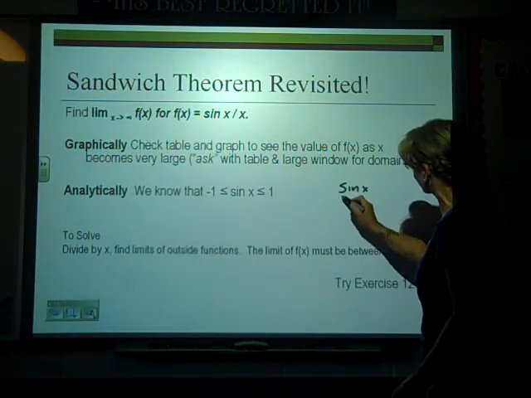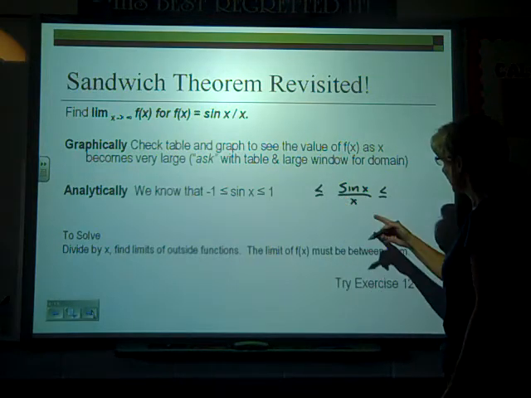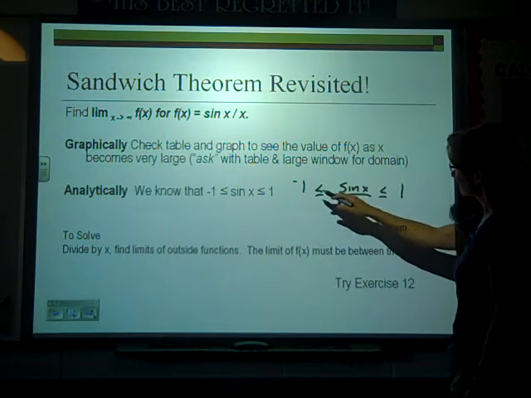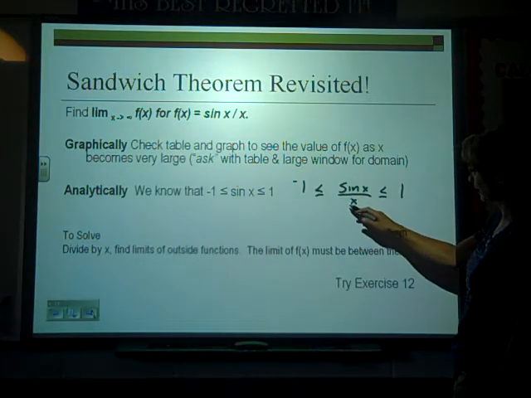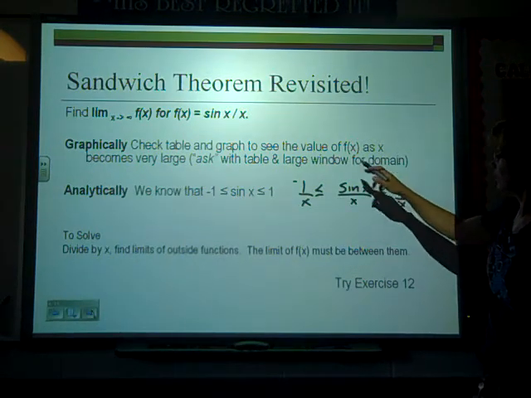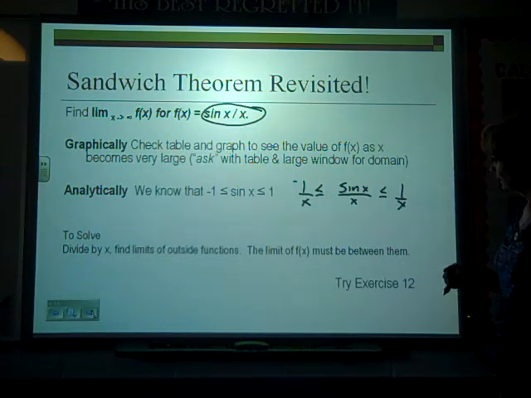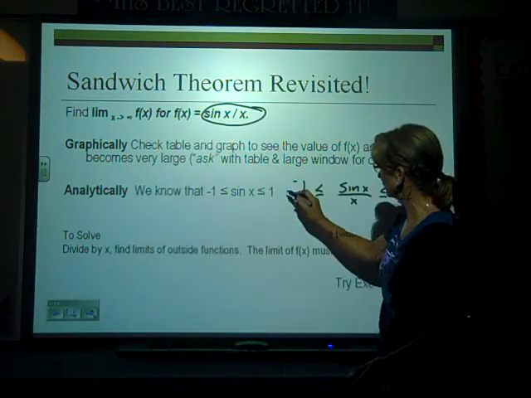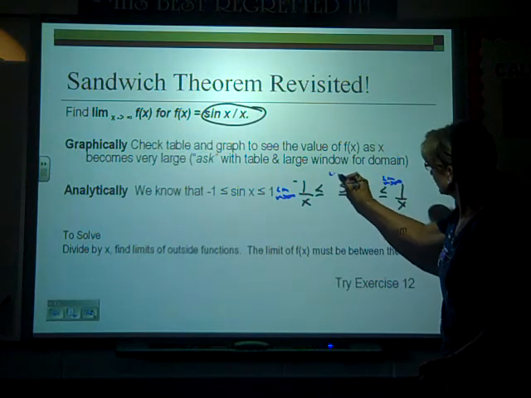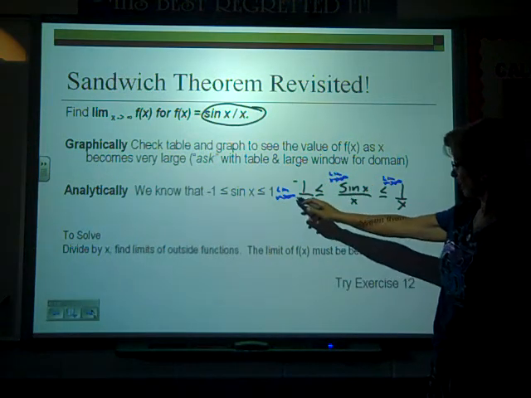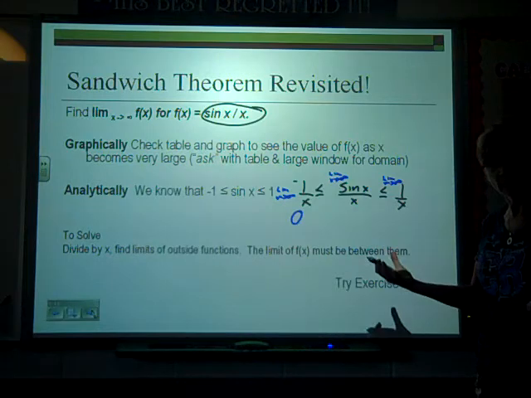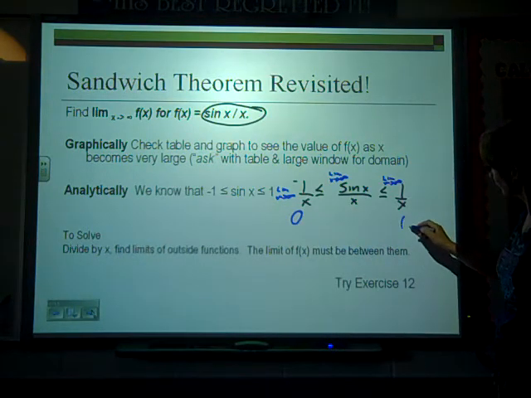So now we've got the sine of x over x, and we have our negative 1 and 1. The first thing I want to do is divide everything by x to get from here to here. Now I've got my target function. Now I can find the limit of each of these as x approaches infinity. If you put a really big number here, you've got negative 1 over something getting bigger and bigger, you're going to end up with 0. The bigger the denominator gets, the smaller the fraction. Same thing's going to happen over here.